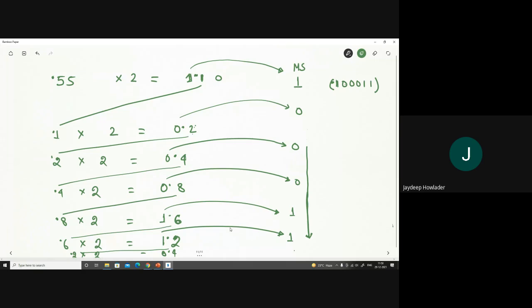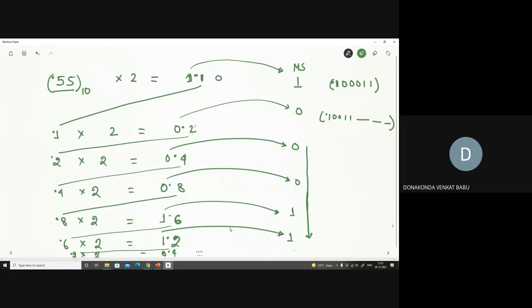Okay? And we will find that it is a finite representation in decimal, but in binary we do not have a finite representation of this number. It will be a repeating sequence. Understood? So if we want to represent the exact value of 0.55 in binary, there will be an infinite sequence of representations. Is it clear? You understand this point?